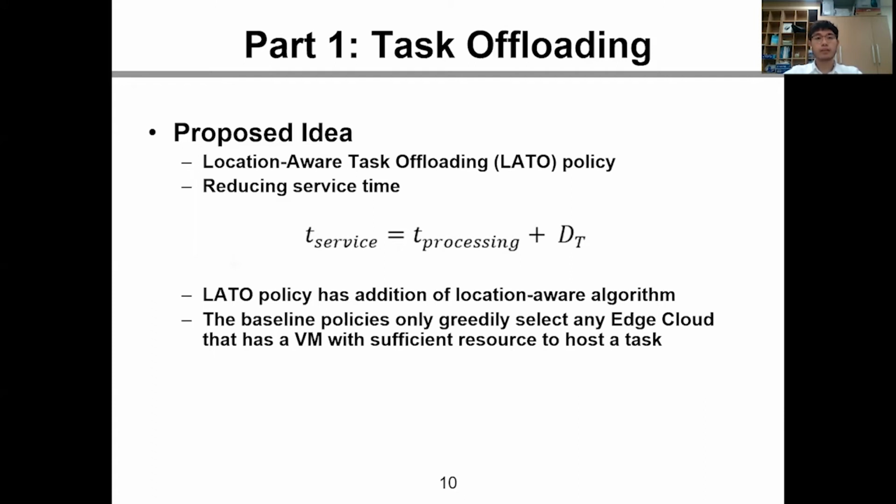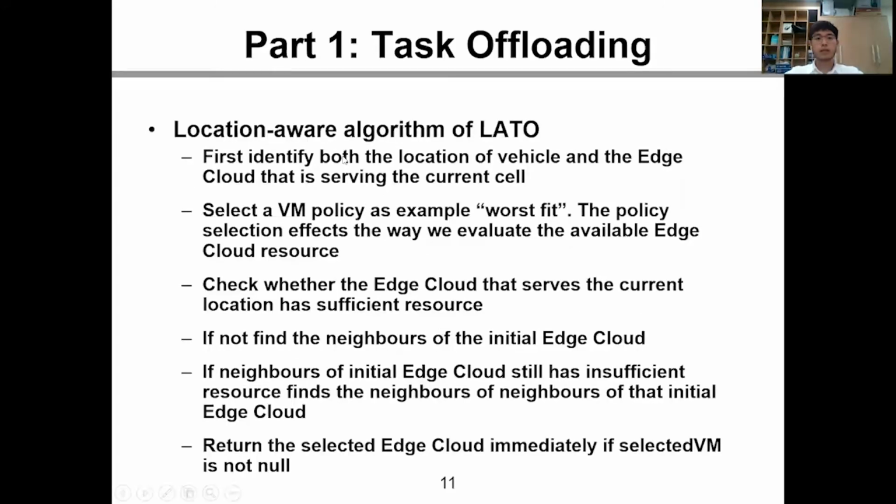The baseline policies only greedily select any edge cloud that has sufficient resources to host a task. The location-aware task offloading policy adds a location-aware algorithm, which considers the location of the EC when selecting a host. So here is the location-aware algorithm of my policy. First, we identify both the location of the vehicle and the edge cloud that is serving the current cell.